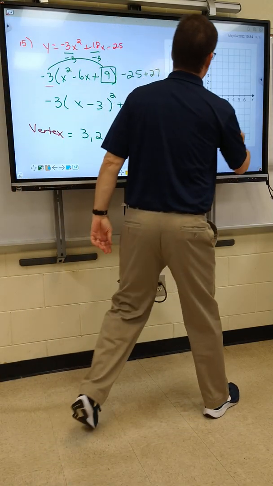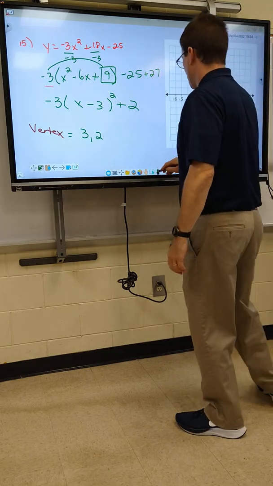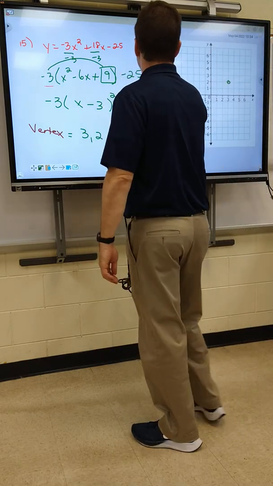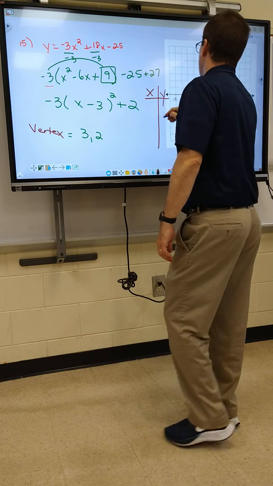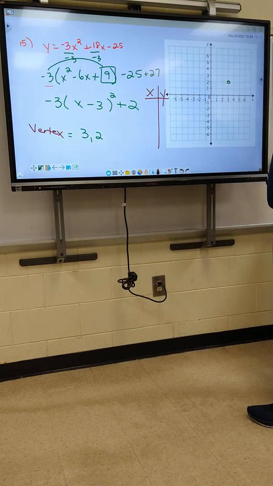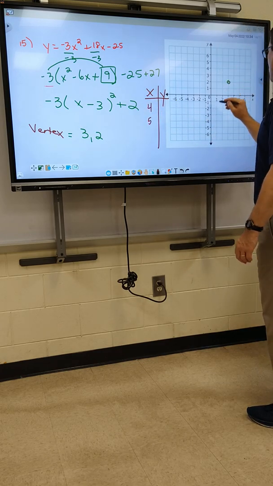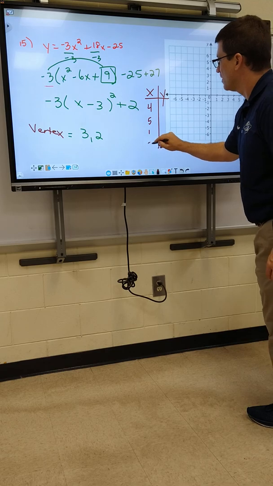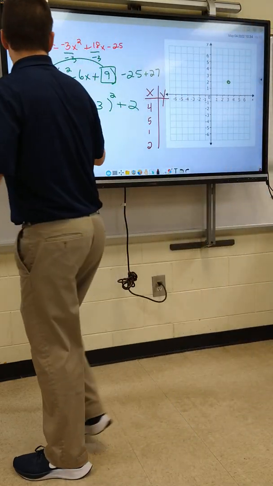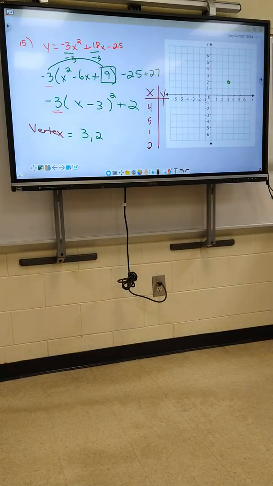All right, so over 3 up 2. We're going to plug in our 4 points. Eric, which points are we going to plug in this time? 2 on the right, 2 on the left. So I'm going to plug in 4 and 5 on the right. I'm going to plug in 1 and 2 on the left. Plug them in your calculator. Don't forget your -3's got to go in front. See what y'all get after you plug that in your calculator.